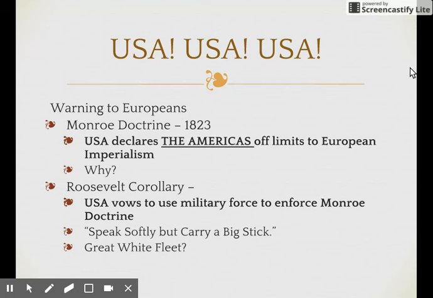Essentially, what they're doing with this sailing tour is to show the Europeans that the United States is an imperial power, and we have arrived. So don't mess with us. We're going to look a little bit more at this in class.